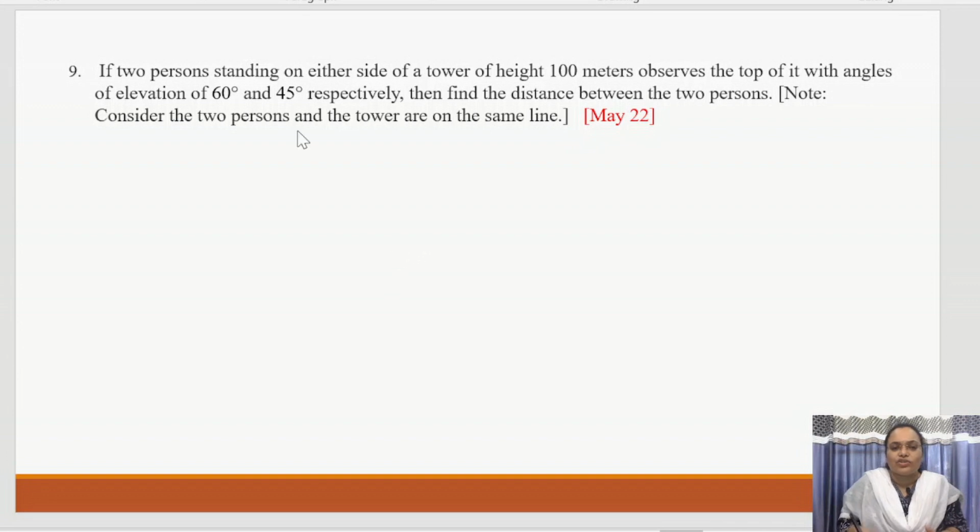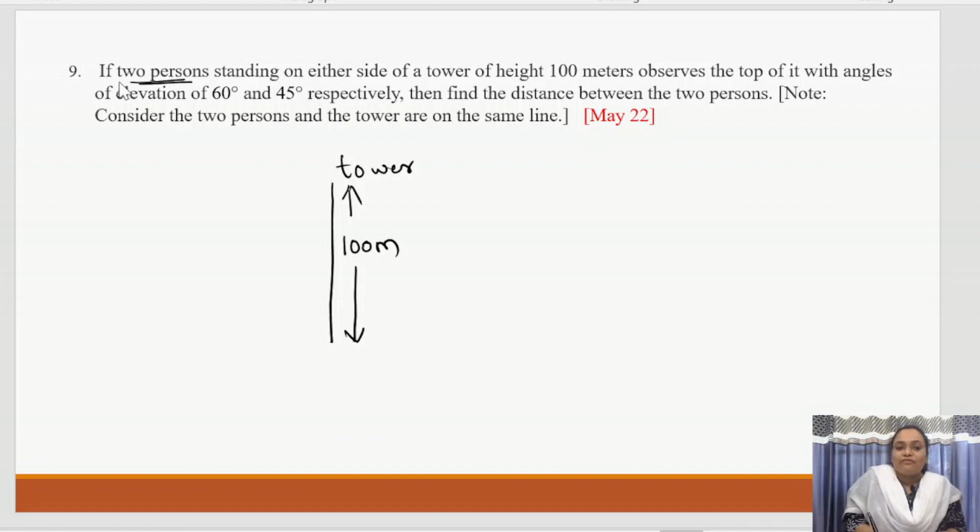So let us see the next question. If two persons standing on either side of the tower of height 100 meters. So see, we have a tower and we have two persons standing on the opposite sides of a tower. Okay. So if you take this is the tower. What is the height of the tower? It is 100 meters. You have two persons standing on either sides of the tower. So this is one person and this is other person.